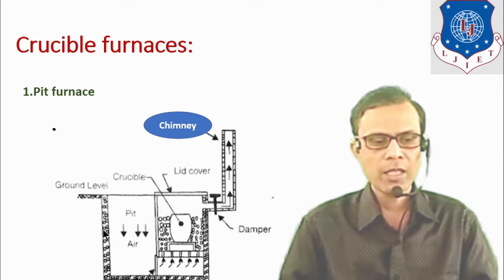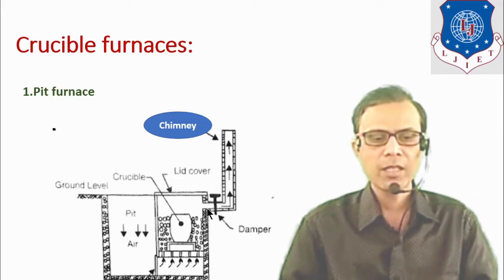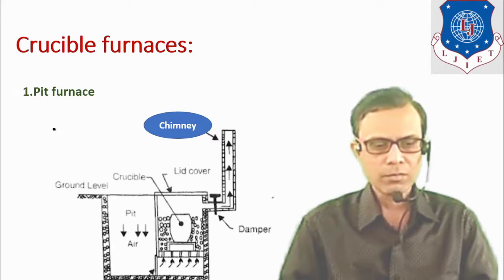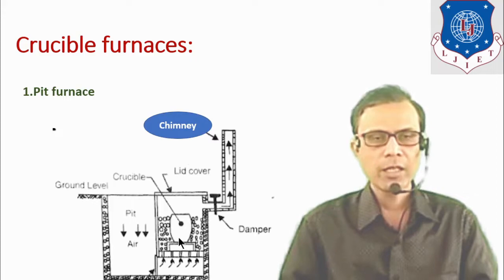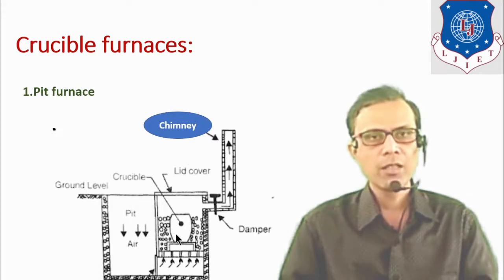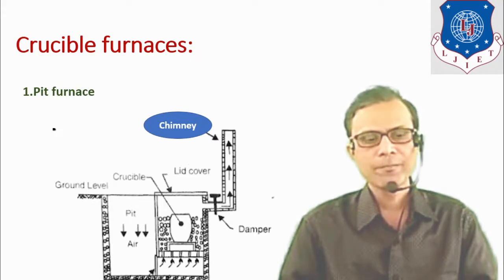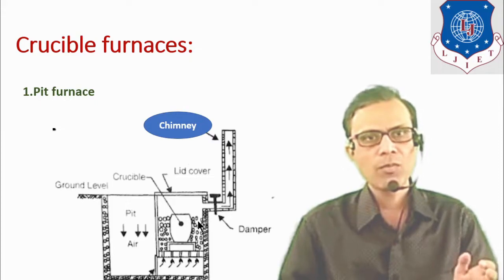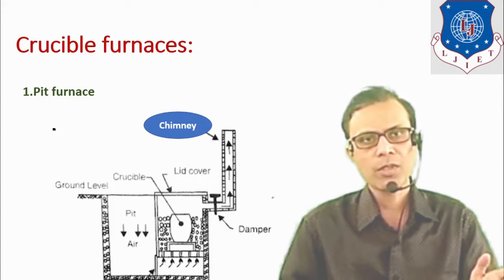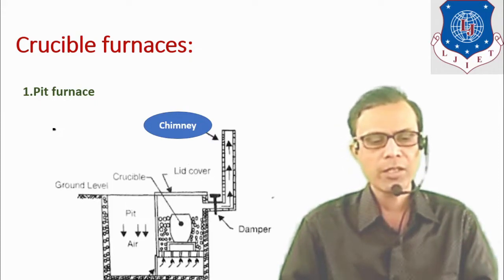Outer lining is made from refractory material. It consists of a crucible. Here in this diagram you can see the crucible. It is made from fire clay. Surrounding this crucible, coal is fed, and the purpose of coal is a combustion process to produce heat.